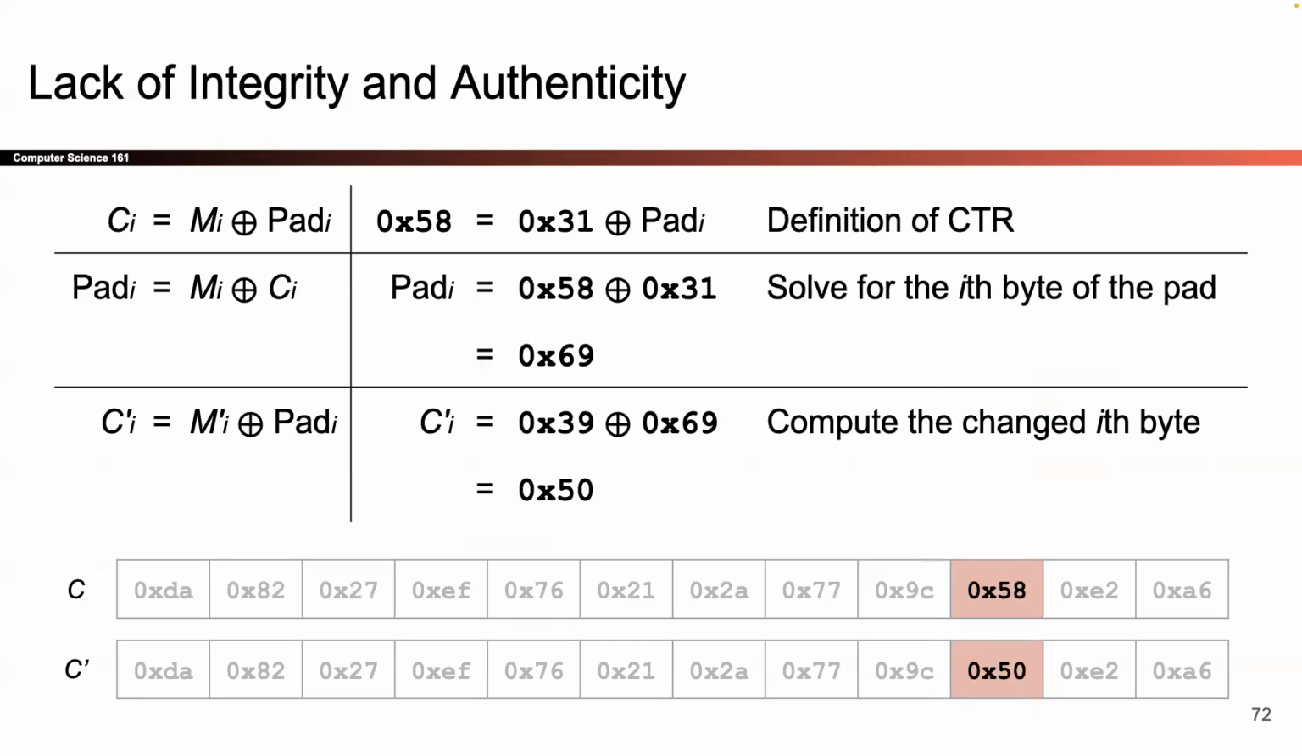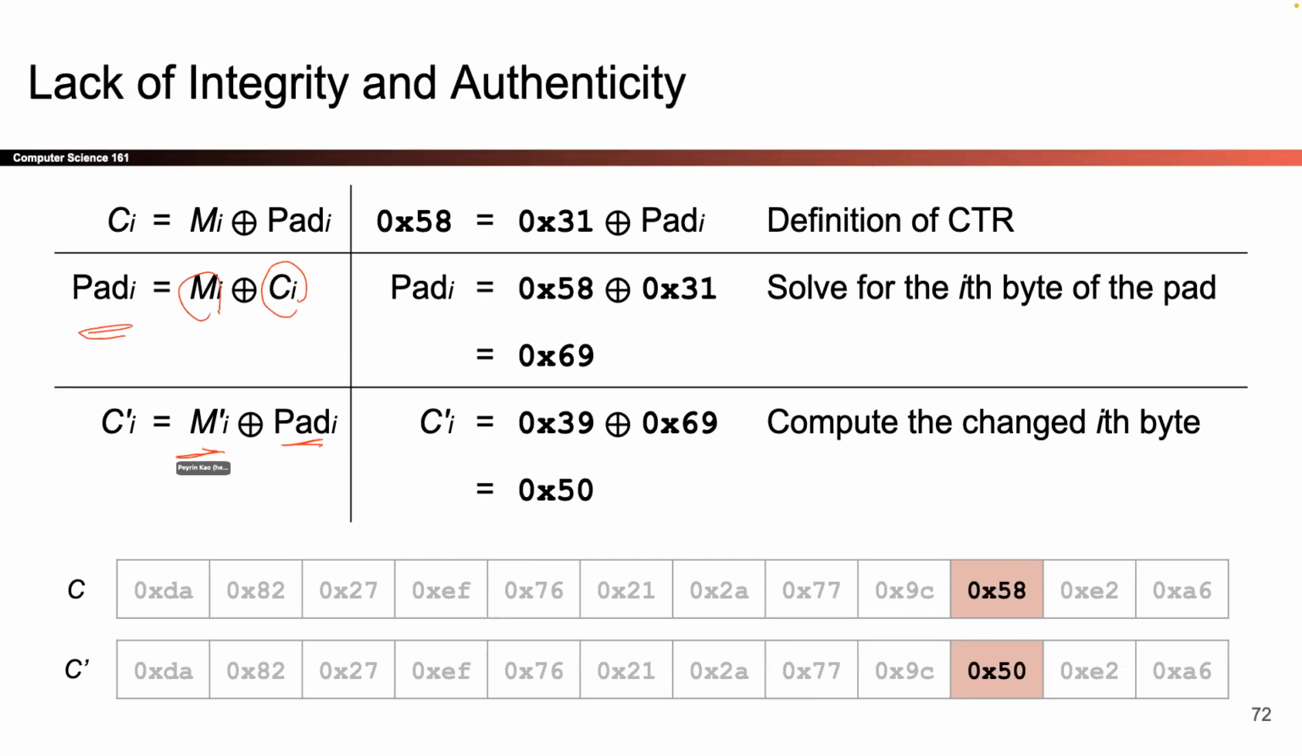Well, it turns out the derivation looks something like this. I'm not going to talk through it in too much detail, but if Mallory knows the message, because we assume she does, and Mallory knows the ciphertext, which she does because it's floating over the insecure channel, Mallory can solve for what the block cipher output was. And if Mallory can solve for what the block cipher output was, then she can use that block cipher output, which is the pad, and encrypt the number 9 herself.